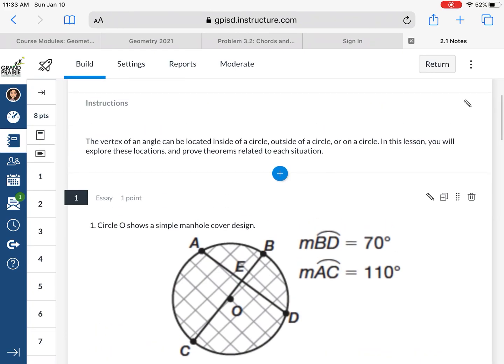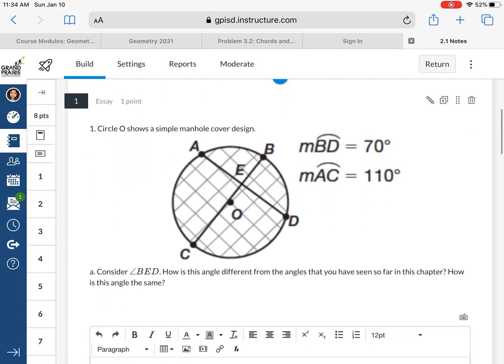So the vertex of an angle can be located anywhere. Last lesson we talked about how it could be on the circle or at the center. So here it says they can be located inside of a circle, outside of a circle, or on a circle. In this lesson, you will explore these locations and prove theorems related to each situation.